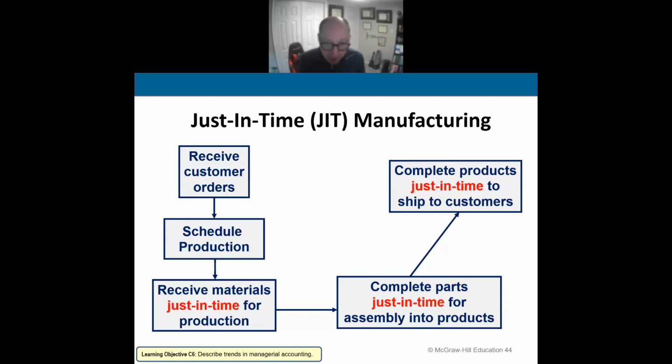They go through the assembly process just in time. And they ship it to the customer just in time. In other words, they don't have a ton of inventory sitting there waiting to be built. They follow what we call just in time. It's a very lean process of manufacturing. They don't have inventory of everything just sitting around. It's called just in time manufacturing.